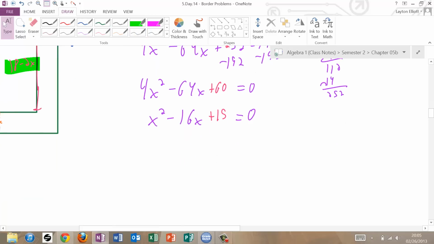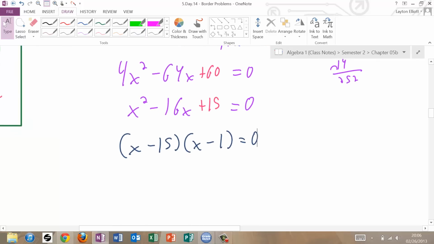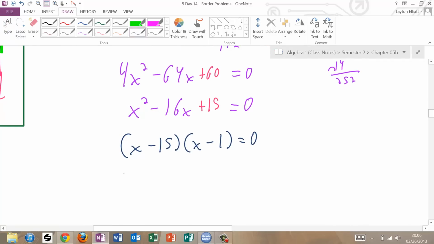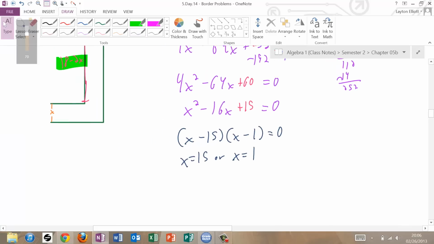I know, you guys are swearing at me because this is wasting time, but get over it. We have (x minus 15) and (x minus 1) is equal to 0. First, outer, inner, last, that gets you negative 15, so x equals 15 or x equals 1. Okay, got our answer, but we've got to interpret it. Only one of these makes sense.